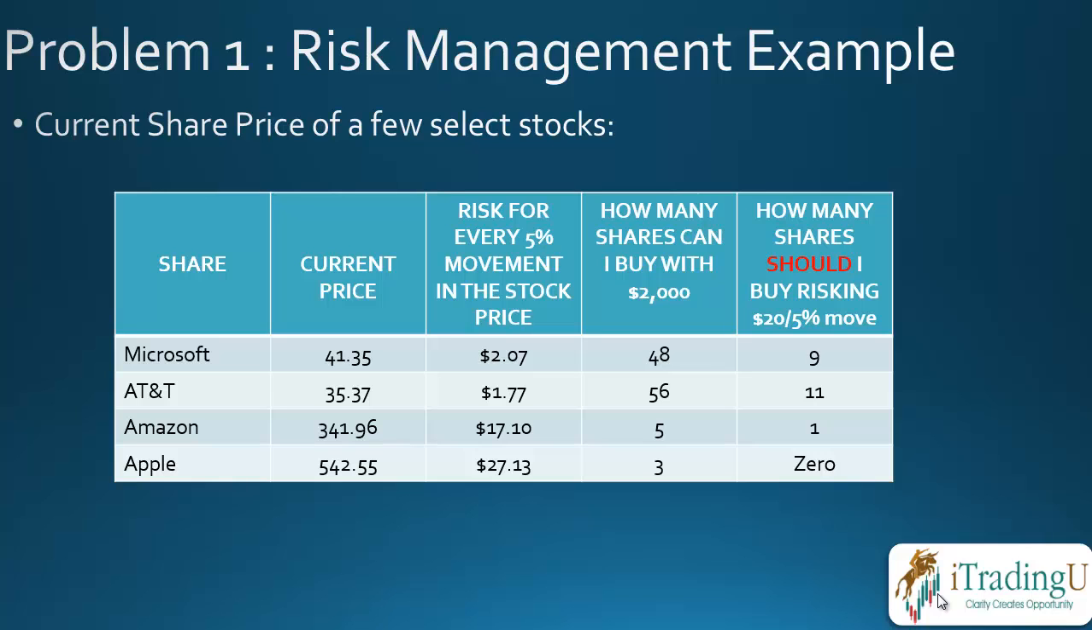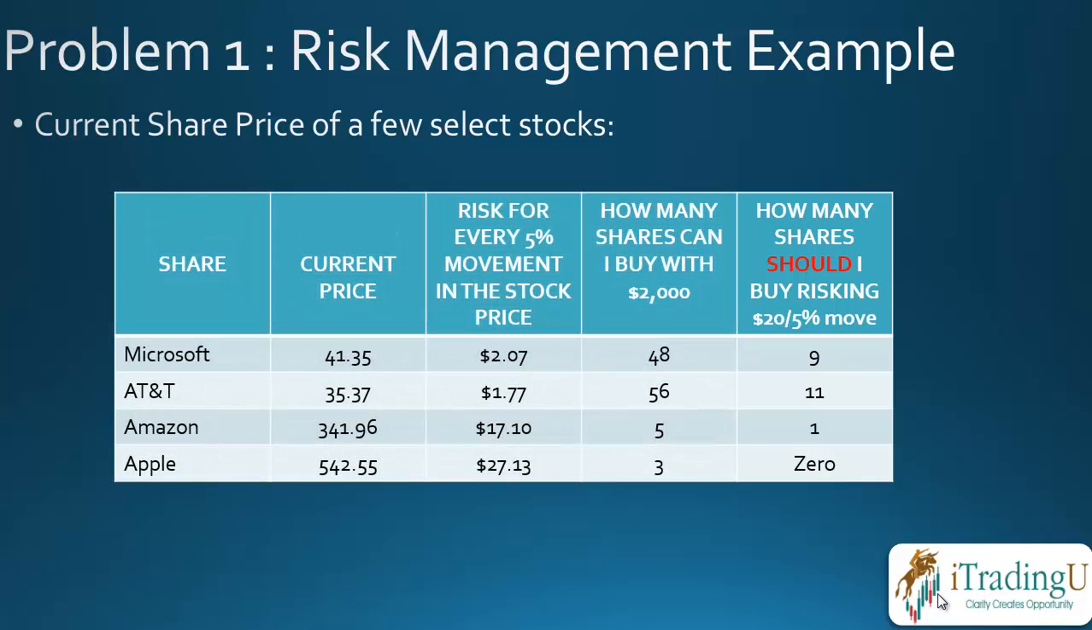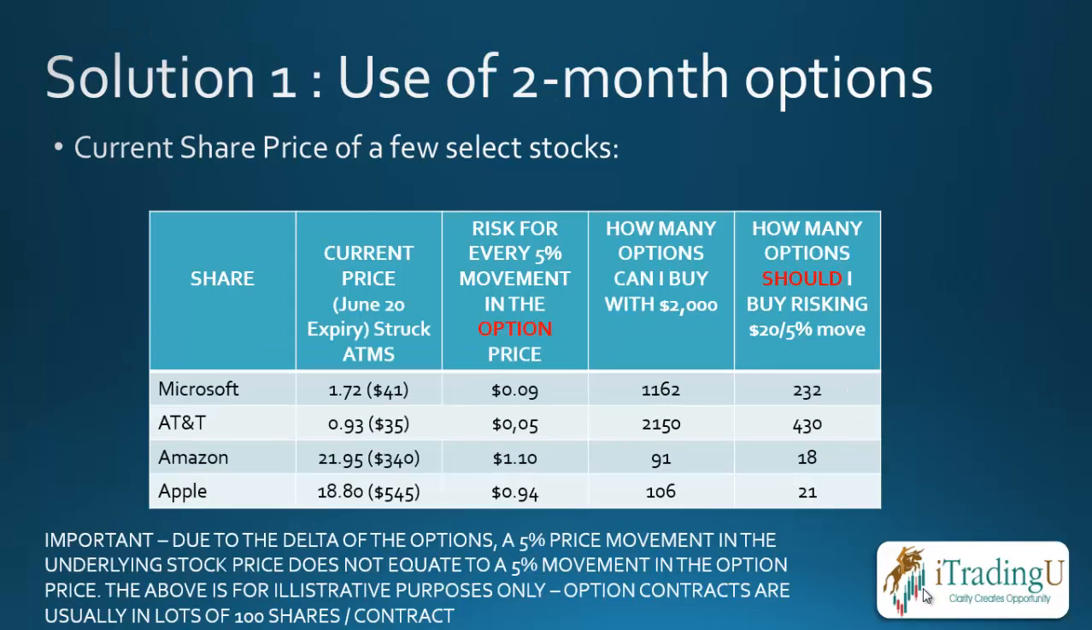So I want to bring your attention to the last column. It says you should only buy 9 Microsoft shares, you should only buy 11 AT&Ts, 1 Amazon, and effectively no Apple, because you can't afford the risk of owning an Apple. If it moves by 5%, you'll lose more than your 1% capital. So you can see immediately for a small account, that creates some headaches. So how do we fix that with options?